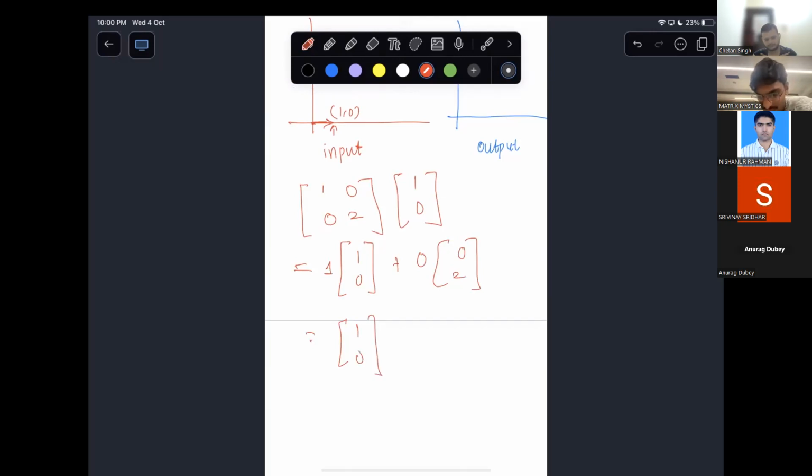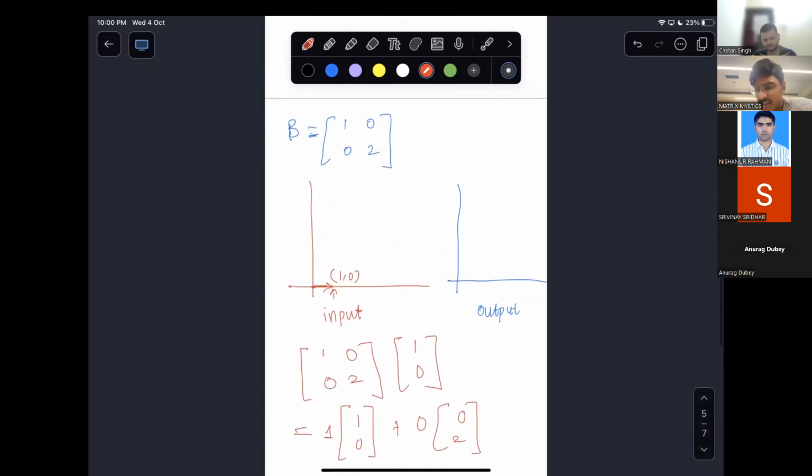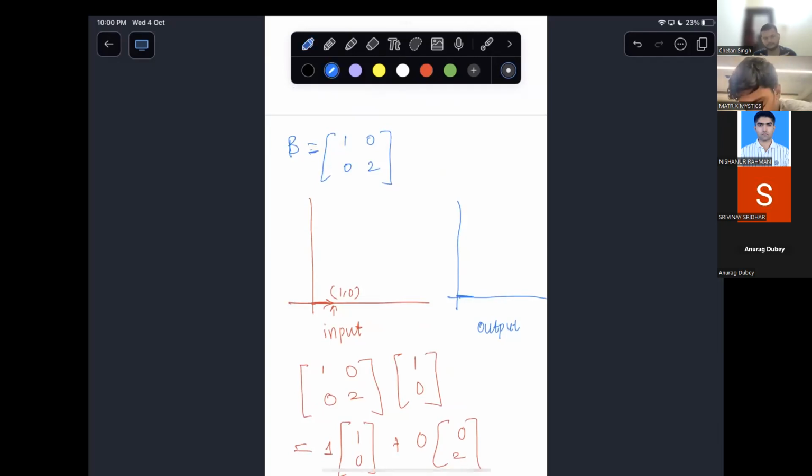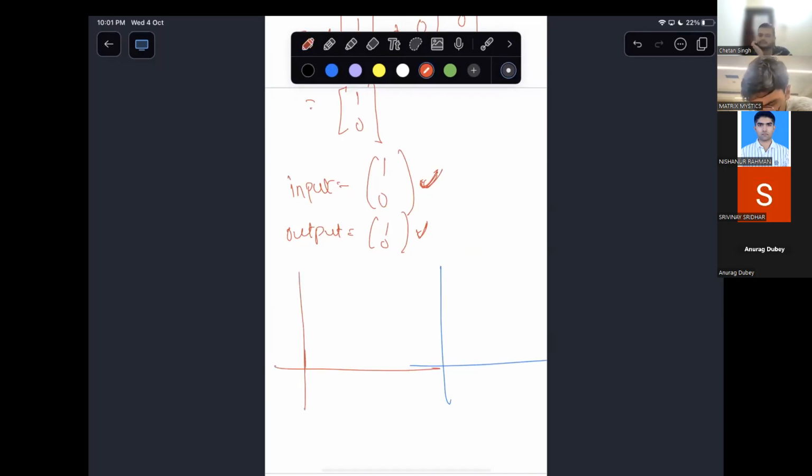That means this function, 1 0 0 2, is taking an input equal to 1 0 and giving us an output equal to 1 0 itself. That means our I cap in the red coordinates is staying I cap in the blue coordinates as well. So this vector corresponds to this vector. Similarly, we'll consider this for J cap as well, that is 0 comma 1.